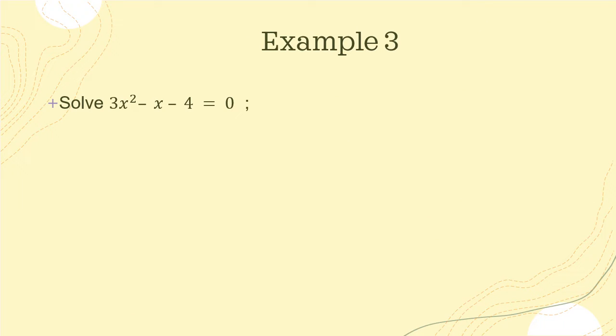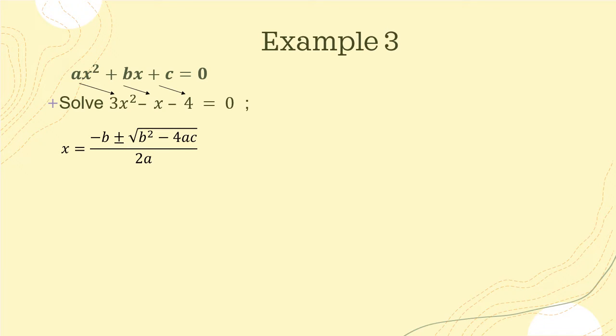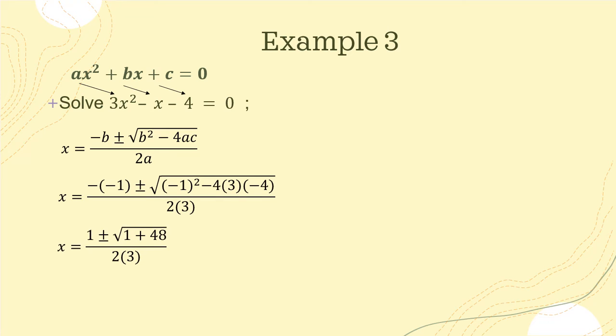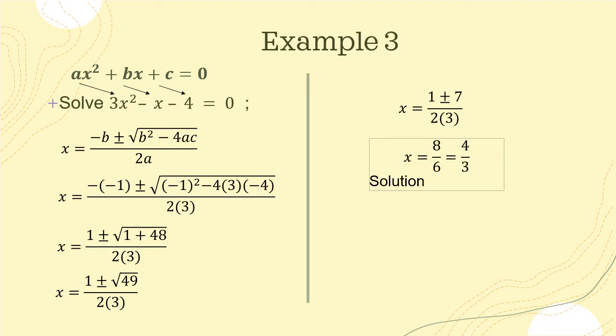Solve 3x squared minus x minus 4 equal to 0. My a is 3, my b is negative 1, and my c is negative 4. We're going to plug these values in the quadratic formula. After simplification, we got x equal 4 over 3 or x equal negative 1. Also, this example can be easily factored, but we solve it using the quadratic formula. So we're practicing using the quadratic formula.